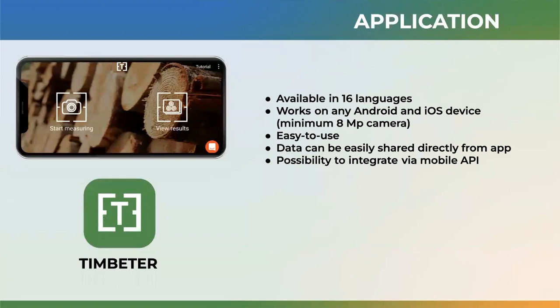And briefly more about the application, that it is available in 16 languages and works on any Android or iOS device with the minimum requirement of an 8-megapixel camera. And it is very easy to use, very easy to get started with Timbeter, and data can be easily shared directly from the application. And in addition to that, it is possible to integrate via mobile API to your own systems.